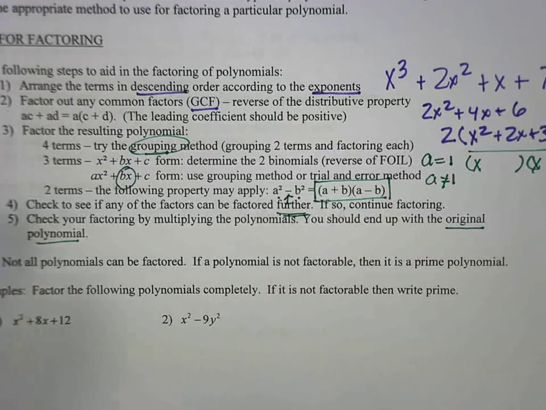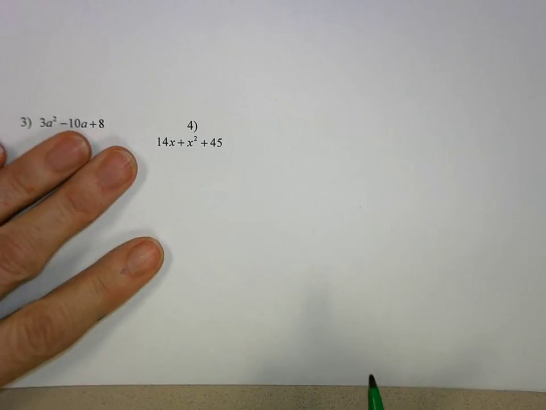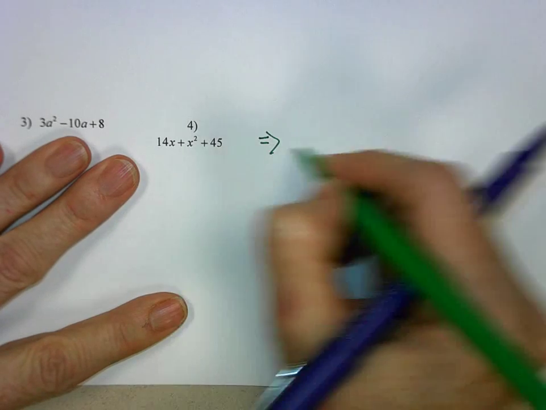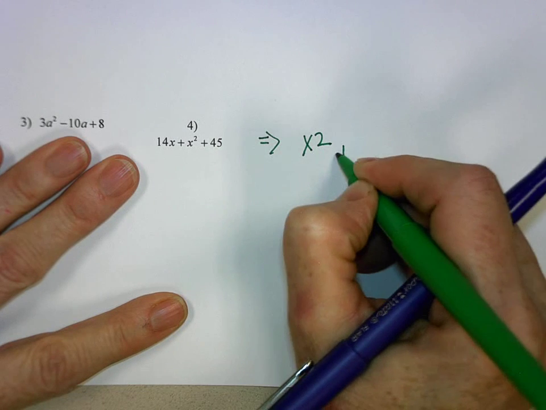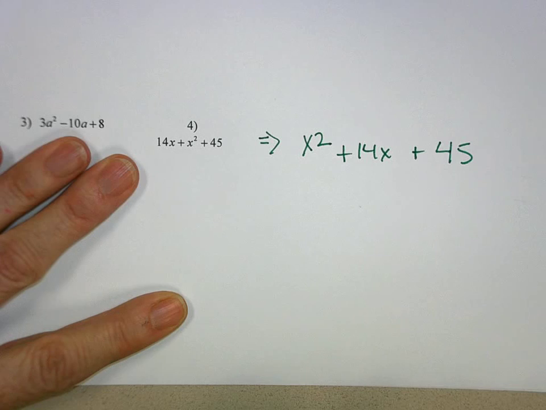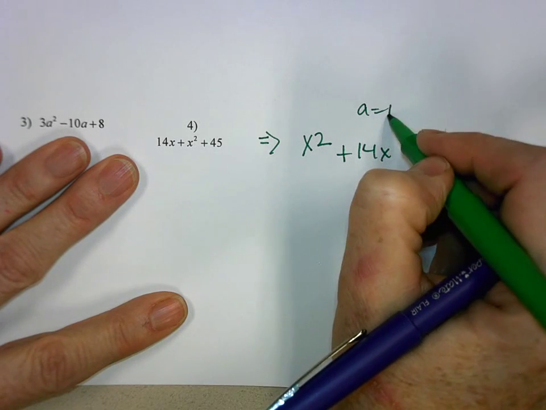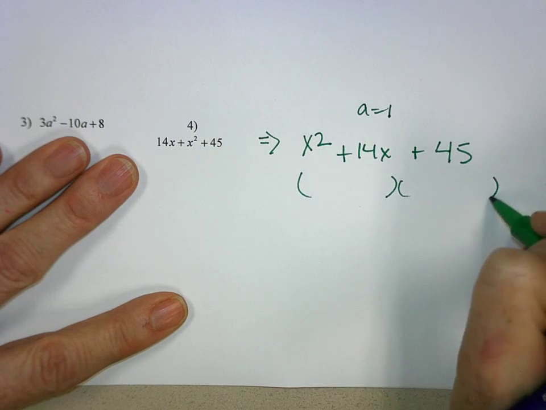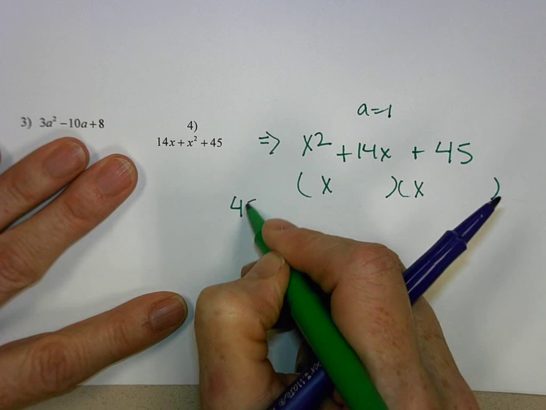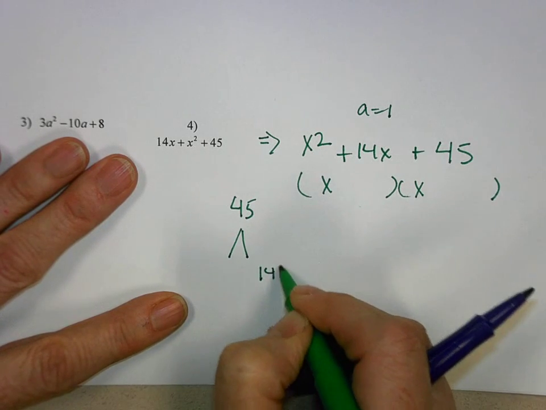Let's do 1 together. Look at number 4. First of all, the first thing I have to do is put it in descending order. So that will be the x squared term first, then the x term, then the last coefficient. I look at that and I say, well, I have a trinomial with a equals 1. So I know I can set it up like this, x, x, and I think to myself, what multiplies to 45 but adds to 14?